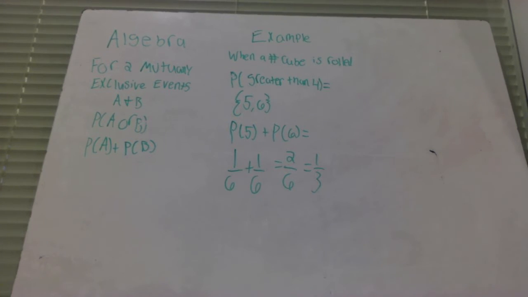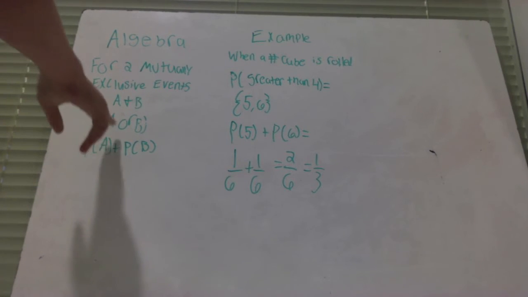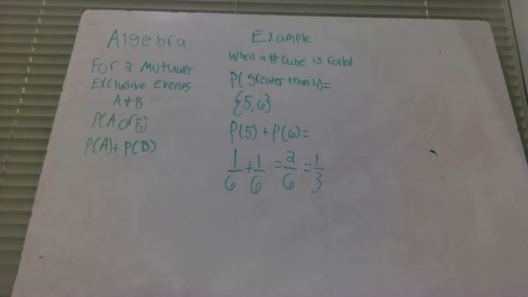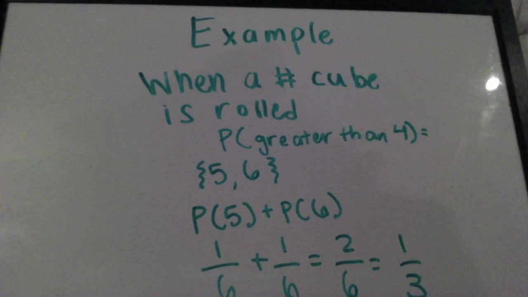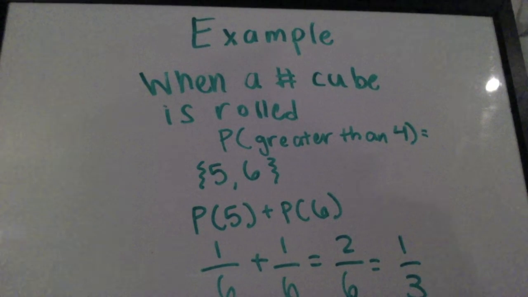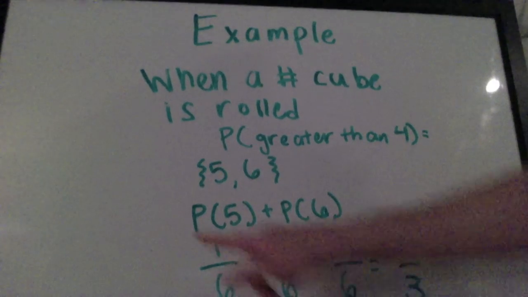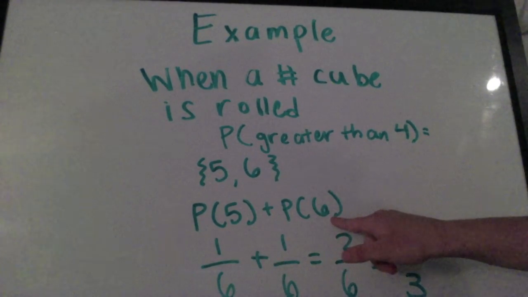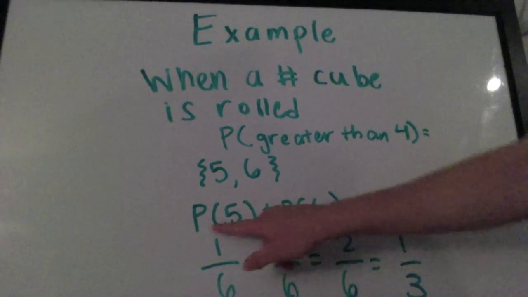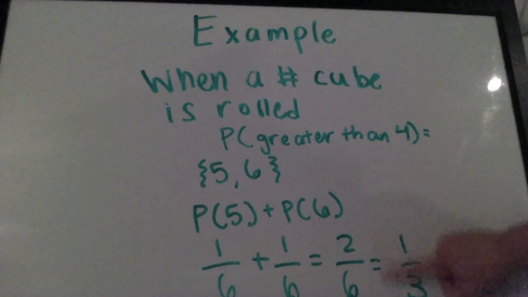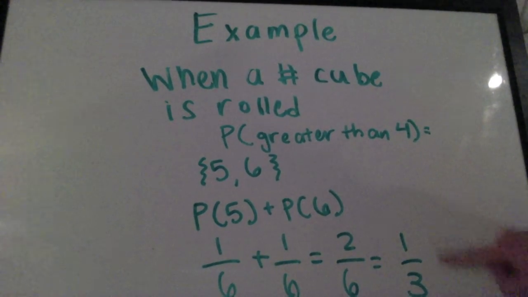So to find the probability of 2 mutually exclusive events with algebra, you would do the probability of A or B, which is the probability of A plus the probability of B. One example is when a number cube is rolled, P is greater than 4, so that would give you 5 and 6. So the probability of 5 plus the probability of 6: the probability of 5 is 1 out of 6, the probability of 6 is 1 out of 6, which equals 2/6, which simplifies down to 1/3.